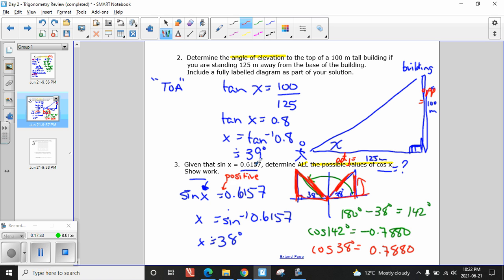That's not true for cosine. Cosine is positive in quadrant 1 because the adjacent side is positive and so is the hypotenuse. But in quadrant 2, the adjacent side is negative. It's off to the left, which makes the cosine answer negative in quadrant 2. Same number, but a negative sign tacked in the front.